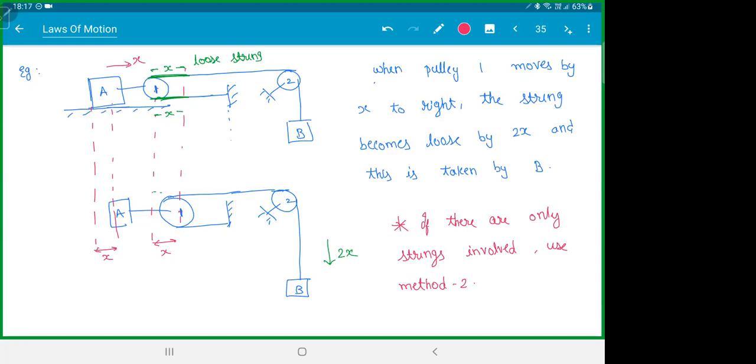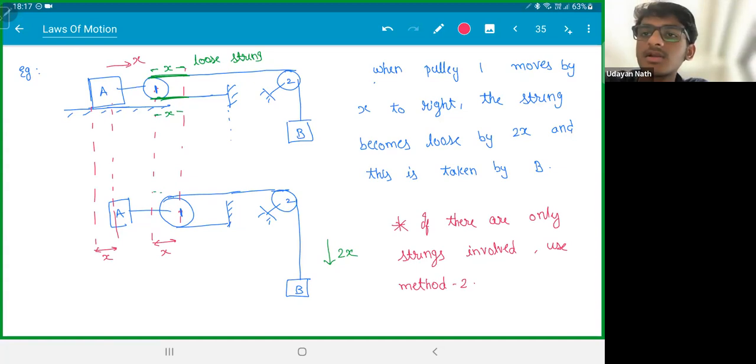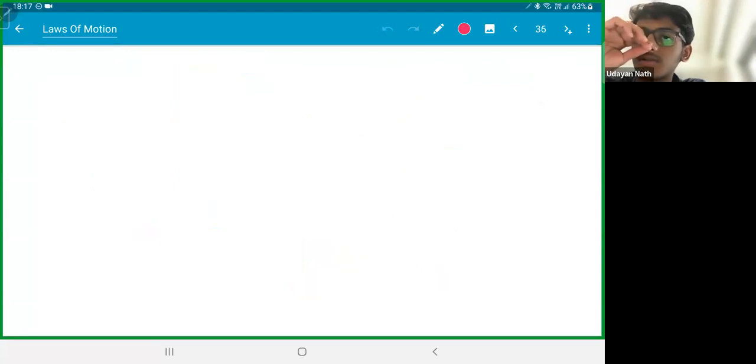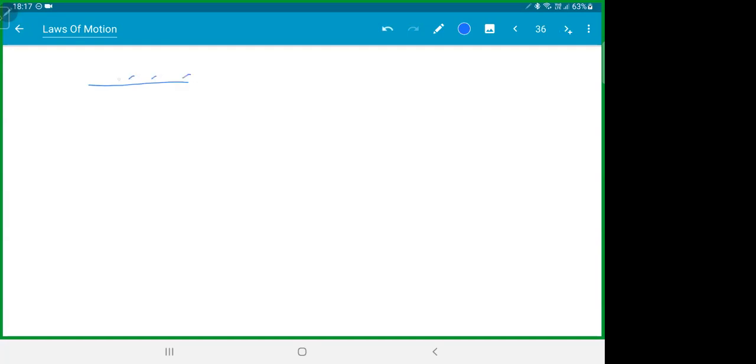We can apply this on one system. What do you mean by that exactly, Udin? If you're saying there are multiple pulleys. Sir, if the string is connected to different systems, like different pulleys. For example, you can do that, but it becomes very complex. For example, say.